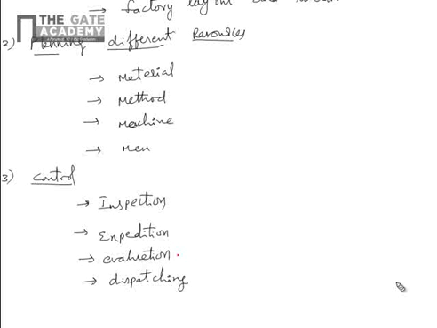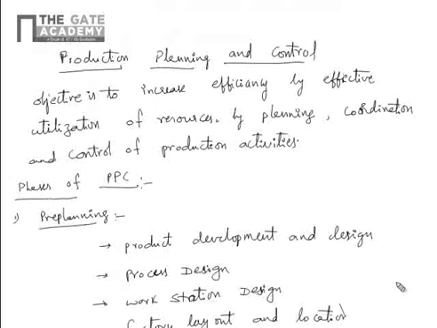See, in production planning control steps, routing is a process of deciding the sequence of operations to be performed during the production process.